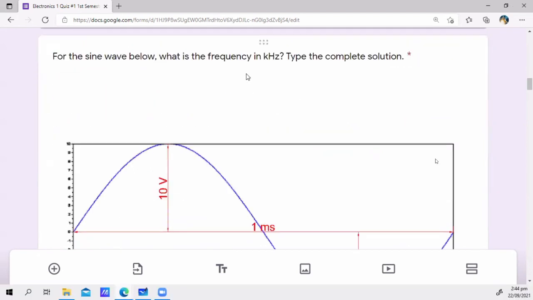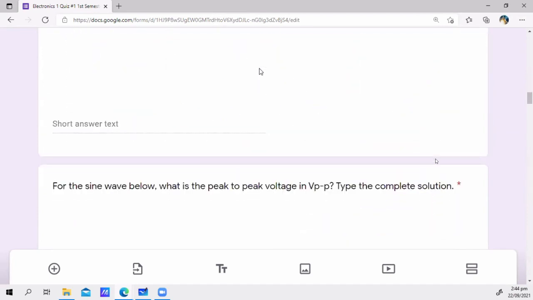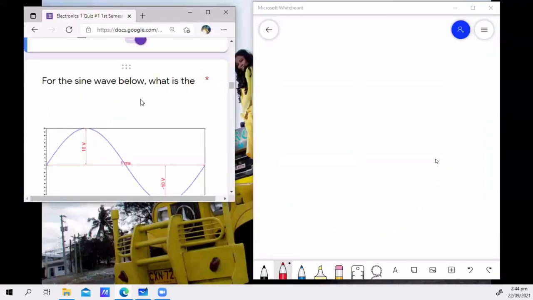Next, for the sine wave below, what is the frequency in kilohertz? Type the complete solution. So, probably sa whiteboard ko na lang isulat tong part na to.